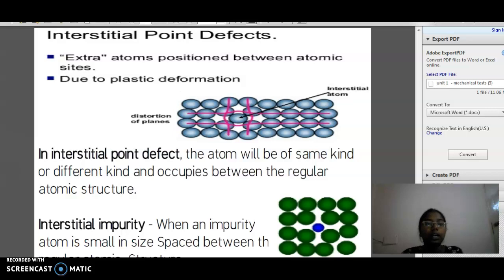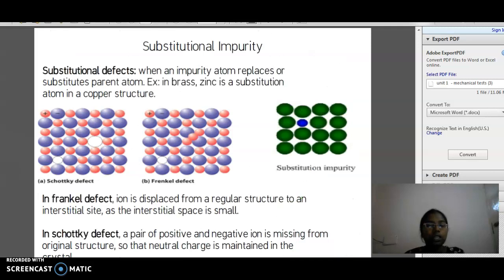Interstitial point defect: extra atoms positioned between atomic sites. This defect arises due to plastic deformation. The atom may be of the same kind or a different kind and occupies a position between the regular atomic structure. Interstitial impurity: when an impurity atom is small in size, it is spaced between the atomic structure. Substitutional impurity: when an impurity atom replaces or substitutes a parent atom. Example, in brass, zinc is a substitution atom in a copper structure.